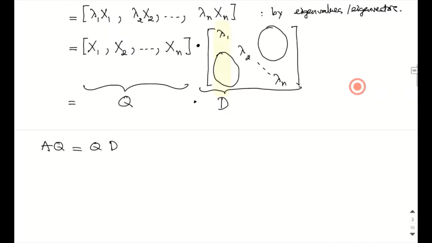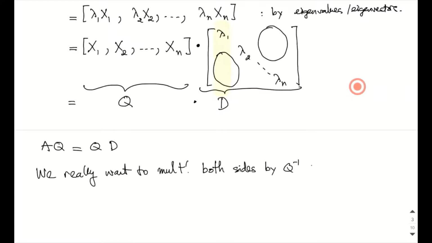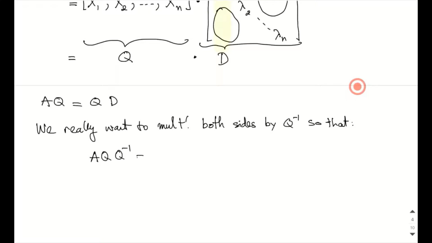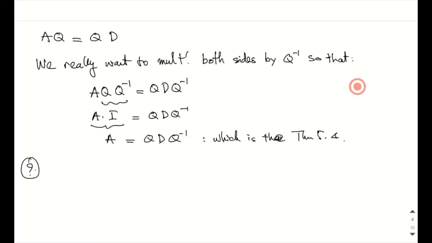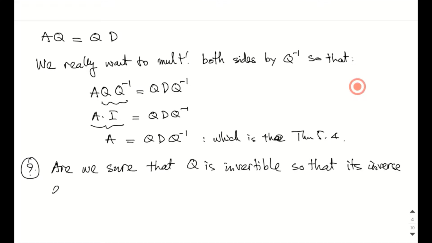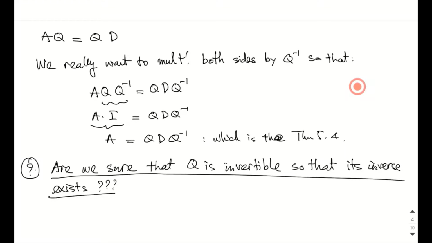Now we really want to multiply both sides by Q inverse, so that A Q Q inverse equals Q D Q inverse. This is going to give you I, and A times I is just A, and you get theorem 5.4. But the question is, are we sure that Q is invertible so that its inverse exists? Up to this step, we haven't proved that the Q set up in that way is an invertible matrix.